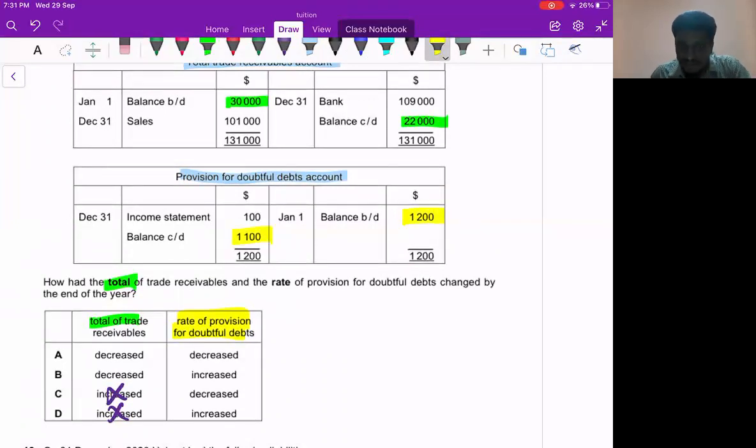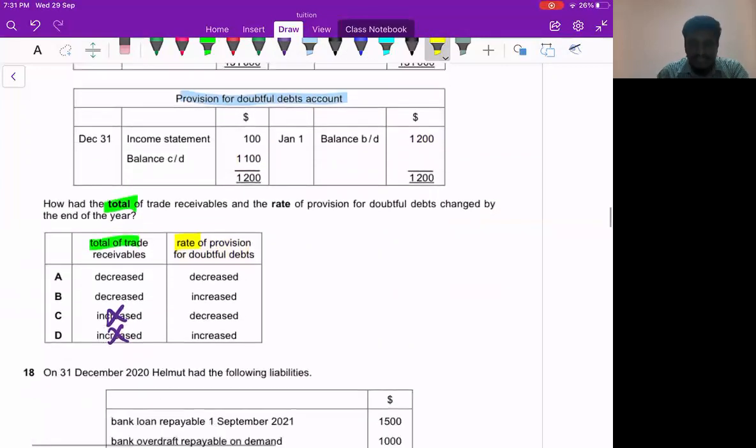We don't judge with the amount because the question didn't ask the amount. The question is asking the rate. You know what is the rate, right? The percentage. The question is asking the percentage. So now I need to calculate the percentage before I decide.